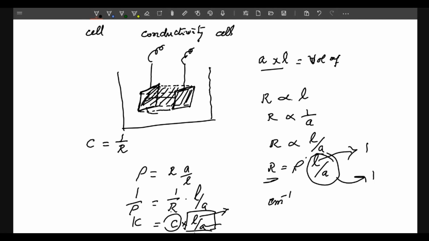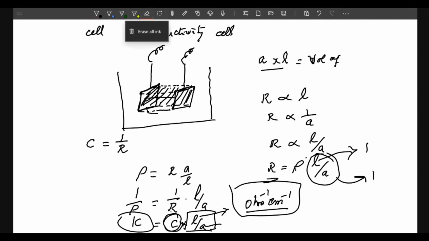And the conductance is the reciprocal of the resistance. Therefore, the conductance has the unit per ohm, and kappa has the unit per ohm per centimeter. This is the unit we have already given. Therefore, dip the conductivity cell into the electrolyte, find out the conductance of the solution, and multiply it with the cell constant, and you will get kappa, that is the specific conductance. Thus the specific conductance is determined.